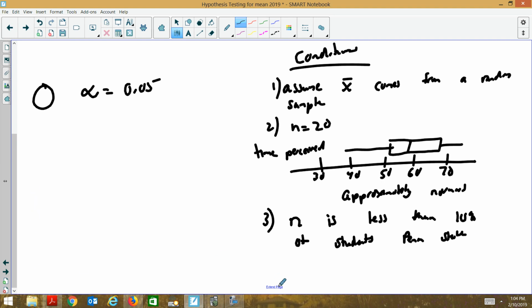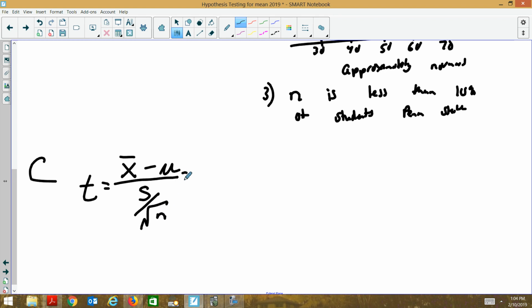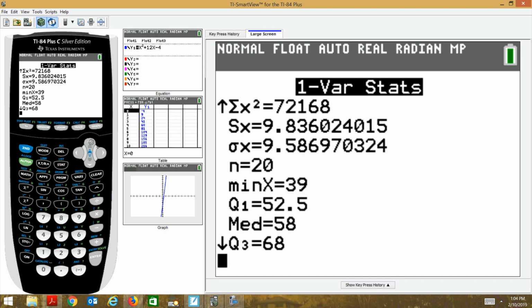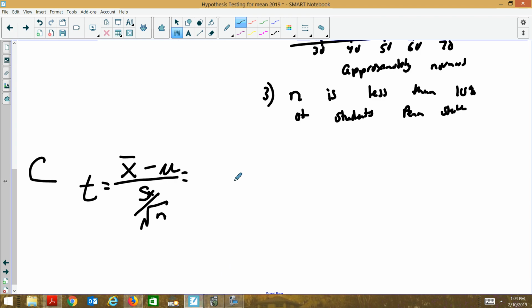Okay, so now we're on to compute. Because the population standard deviation is unknown, I'm going to use my t-statistic, which is my sample mean minus my hypothesized value over the standard deviation times the square root of the sample size. So I need to find my sample mean and my sample standard deviation. Well, I already did a 5-number summary, so it's available right there. My sample mean is 59.3, and my sample standard deviation is 9.84. X bar equals 59.3, and Sx equals 9.84.